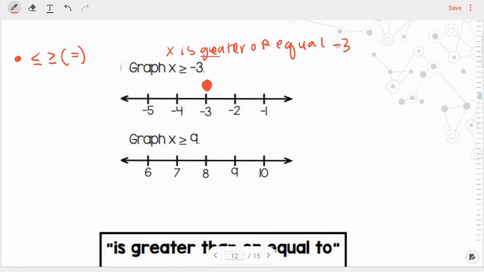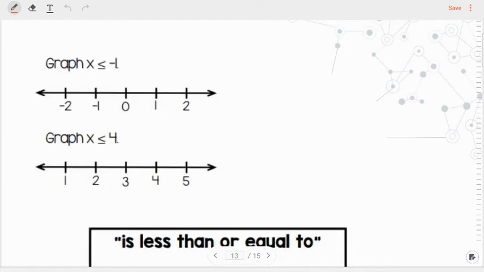And then I'm going to say to myself, where are all the numbers that are greater than -3? They're up here to the right, so I'm going to draw my arrow to the right. Again, on the second one, it's greater than or equal to 9, and I see this greater than symbol, so I'm going to point my arrow to the right. Okay, last one: x is less than or equal to -1. I see that or equal, so I can put a solid dot at -1, and less than means I'm going to draw my arrow down.